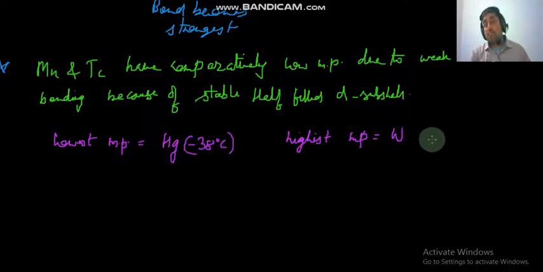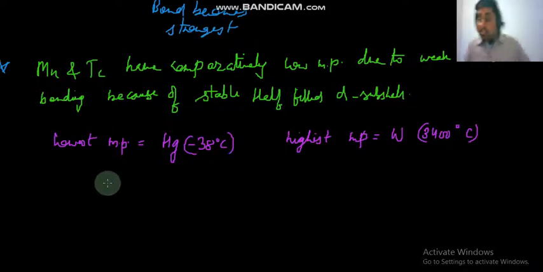And the highest melting point, I think you know, is of the substance which is put in the bulb in the form of filament, that is tungsten, and its melting point, not boiling point, is 3400 degrees Celsius. So tungsten is the transition metal with the highest melting point, and mercury is the transition metal with the lowest melting point.